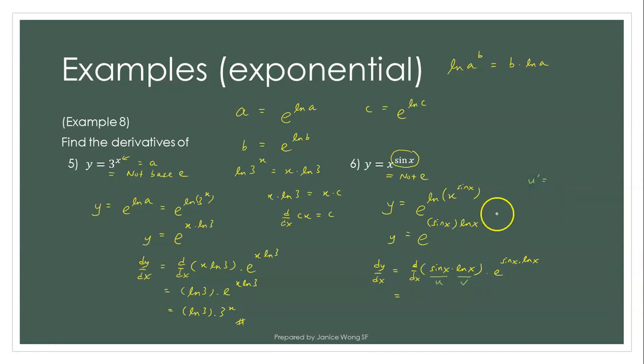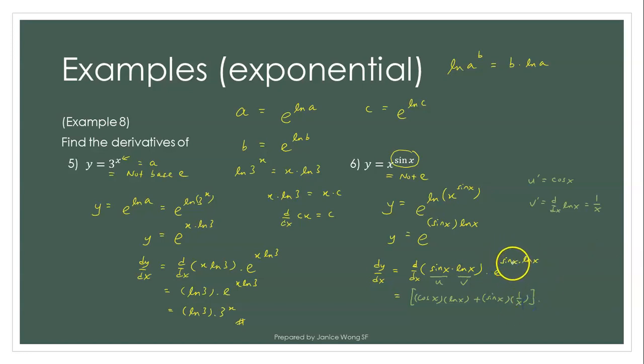u prime equals differentiate sine x, we get cos x. v prime, differentiate ln x. Remember, when we differentiate ln x, we will get a fraction. ln carry x, we write it as the denominator. Differentiate x is 1, we put it on top. v prime is 1 by x. So apply the product rule. u prime v plus u v prime, times the same e term.